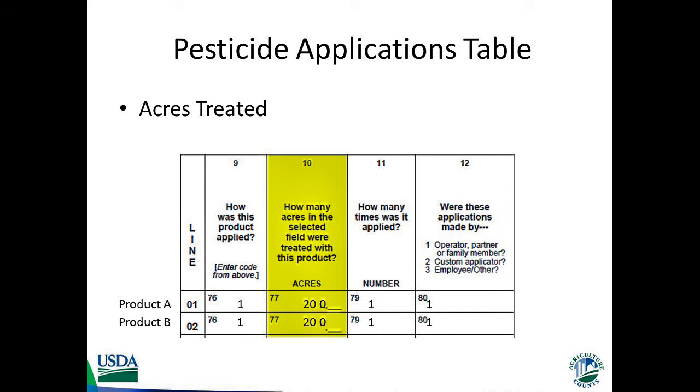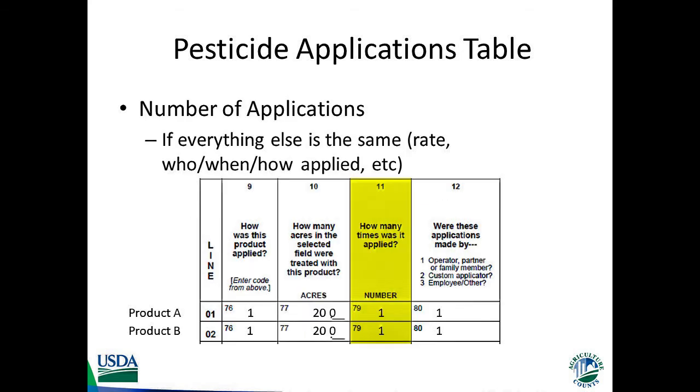In column 10, we are going to record the acres that were treated with the pesticide. Most of what we are going to see is treatment of the entire field, but there may be some cases where we will do partial field treatments or spot treatments. There are a couple of examples in the interviewer's manual showing the difference between a partial field treatment and a spot treatment. Ultimately, the acres recorded in column 10 cannot be greater than the total acres in the selected field.